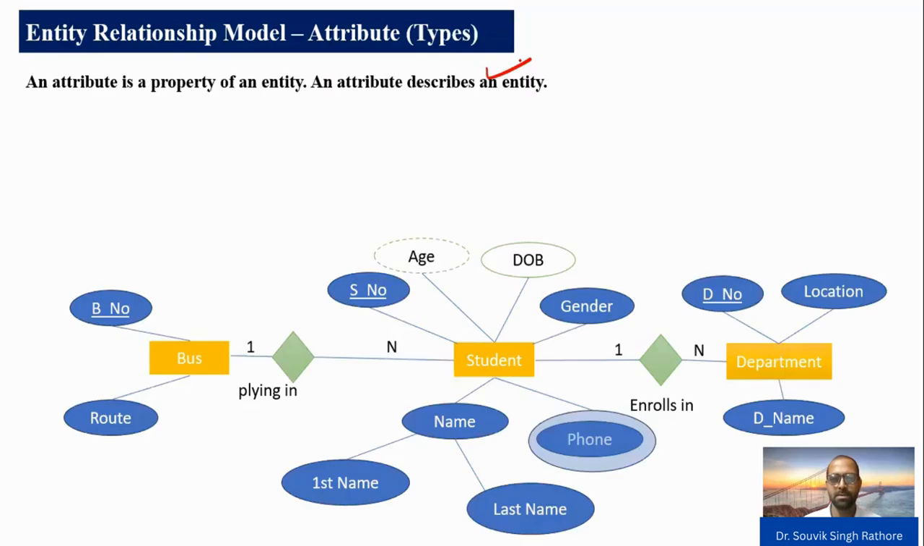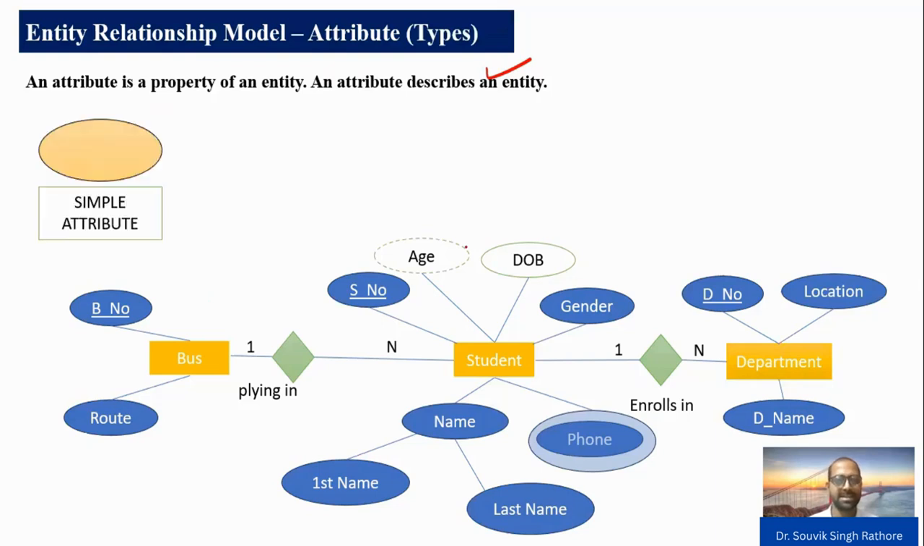Now, attributes are not all the same. Depending upon the type of information they store, they are classified into different categories. So let's find this out using an example. In this diagram, we are seeing different categories of attributes. Let's check them one by one.